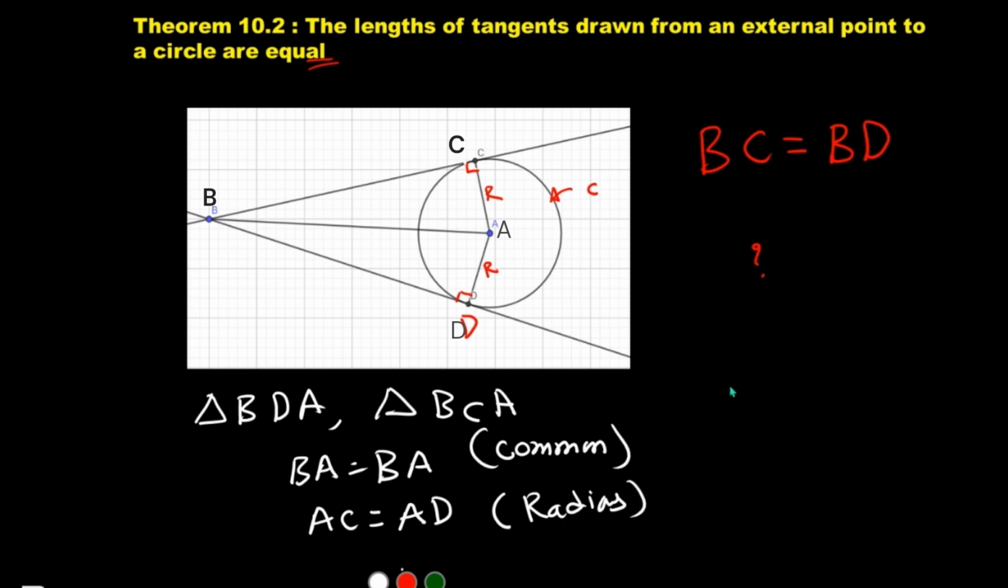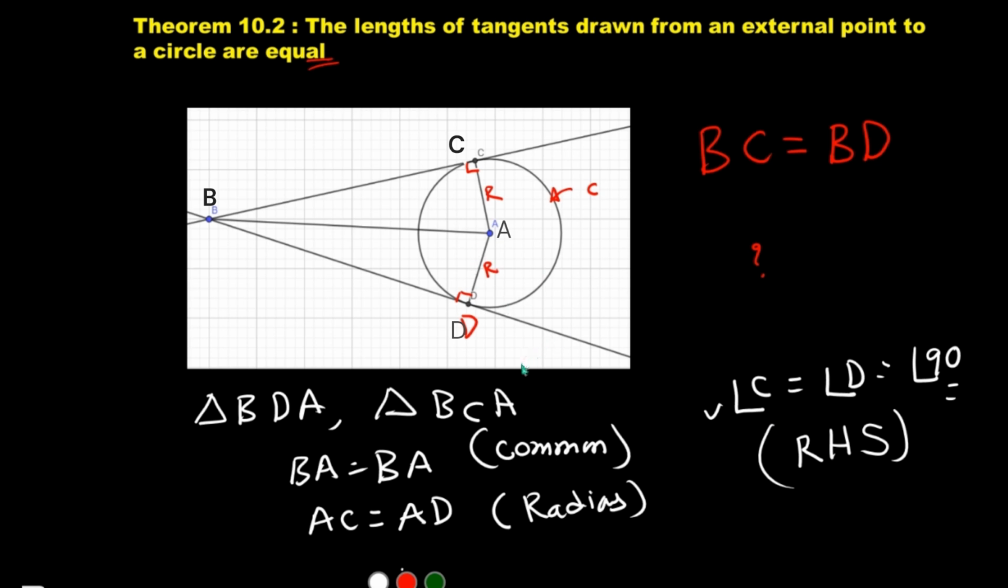What is the third one? Angle C equals angle D in these 2 triangles. Why? The tangent to the radius is always 90 degrees, so both are 90 degree angles. This is a right angle triangle here and a right angle triangle here. The hypotenuse is the same, BA for both, and one more side is the same. So, through RHS, we can say that these 2 triangles are congruent.